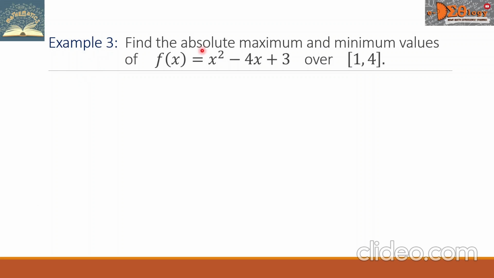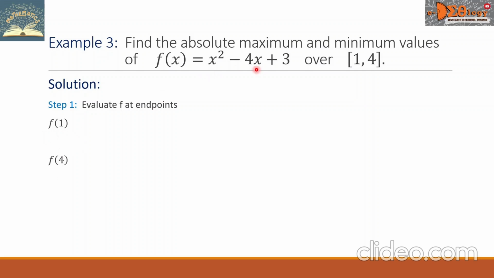Example 3. Find the absolute maximum and minimum values of f of x equals x squared minus 4x plus 3 over the interval from 1 to 4. Step 1. Let's evaluate the function at endpoints. It means our interval is from 1 to 4. Let us evaluate f of 1 and f of 4. Let's begin with f of 1.